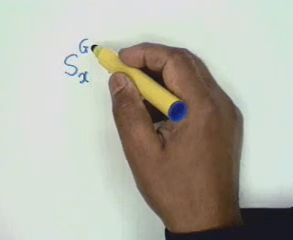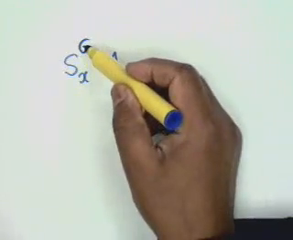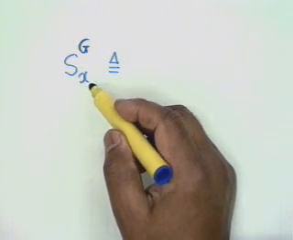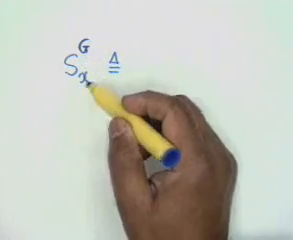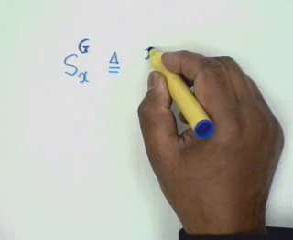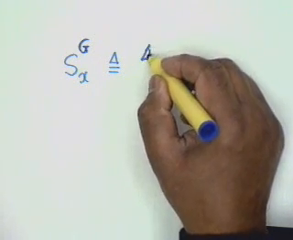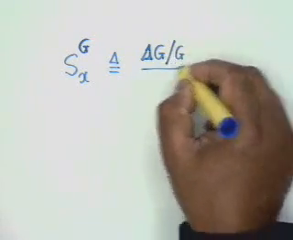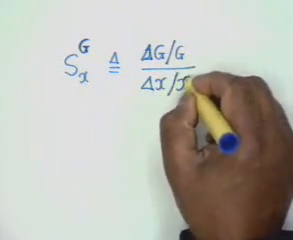The general definition is G can be any performance parameter. It could be impedance, it could be admittance, it could be a gain, voltage gain, current gain, whatever it is. A performance parameter capital G is a function of the parameter x in the circuit. Then the sensitivity of G with respect to x is defined as, let me give the definition first, delta G by G divided by delta x by x.